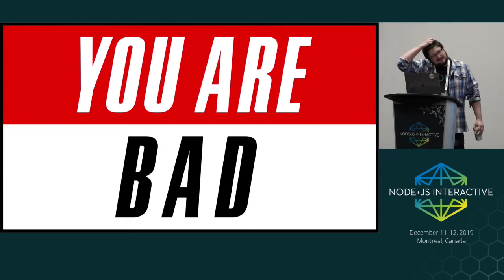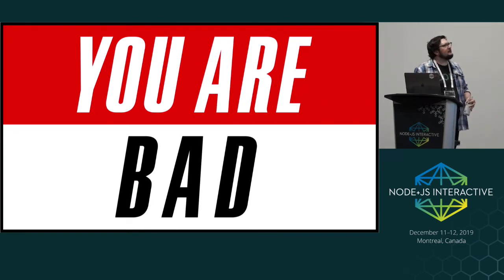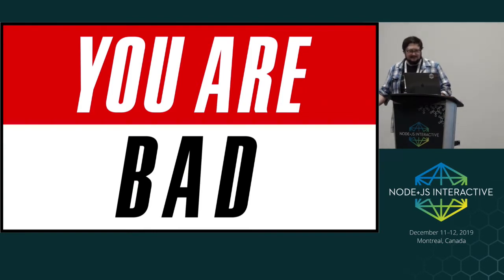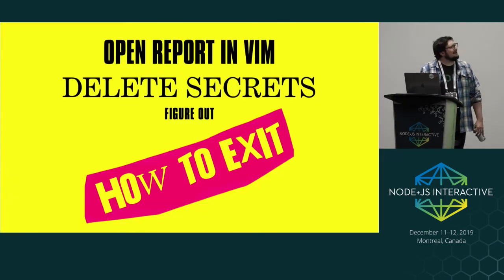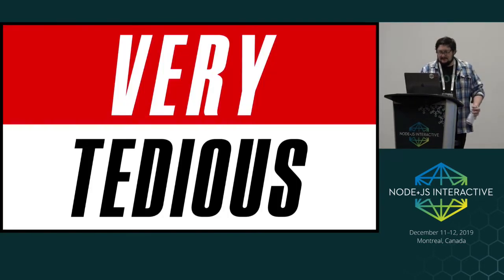So what are we going to do about this? If you want to send one of these report files around, you need to make sure they're scrubbed of things that shouldn't get out. And so what you do is you go back and you delete your Slack message and you open the report and you delete the secrets and then figure out how to exit Vim. And then, of course, this is all very tedious.